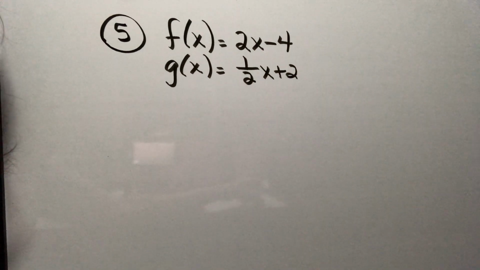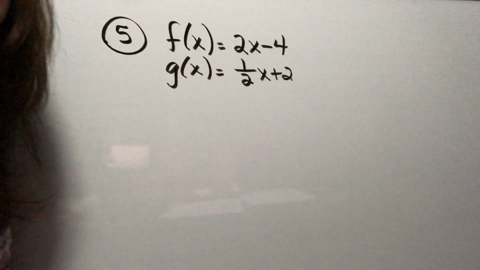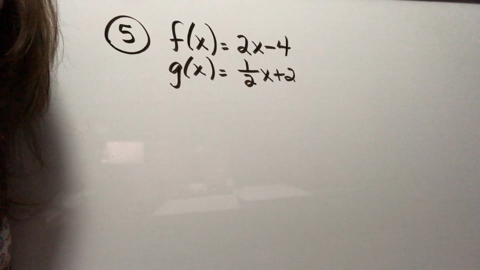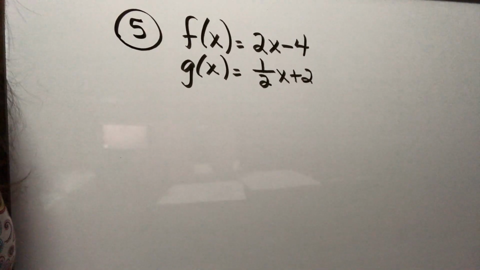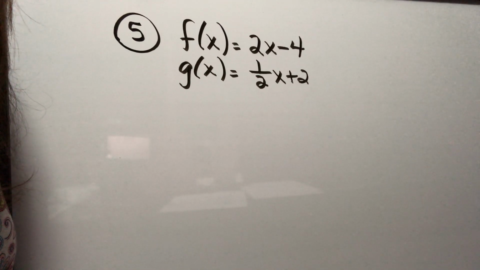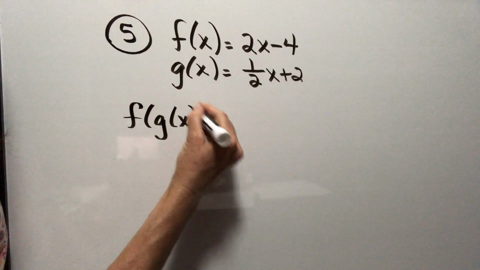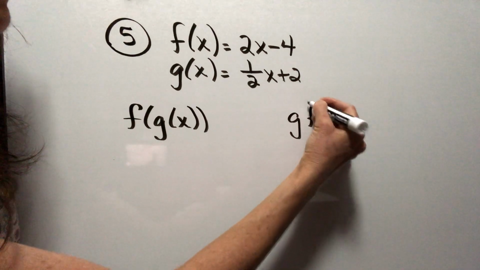Now if you look at the way it is worded, it says to verify that these two functions are inverses of each other. So we already know that one is the inverse of the other. We want to verify it. And it says you're going to compare f of g of x to g of f of x.